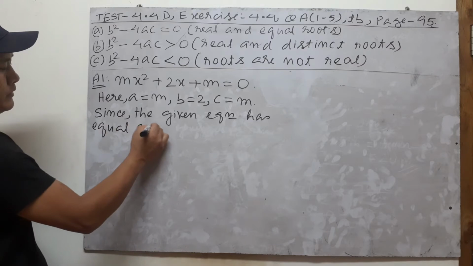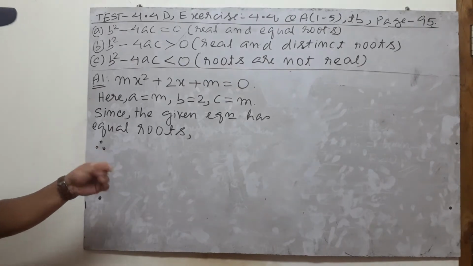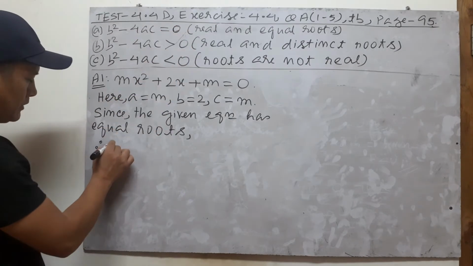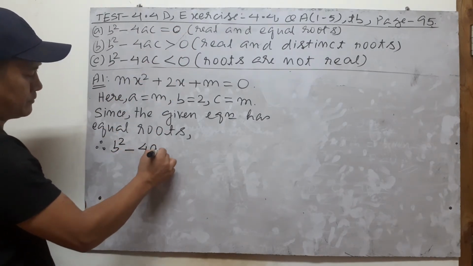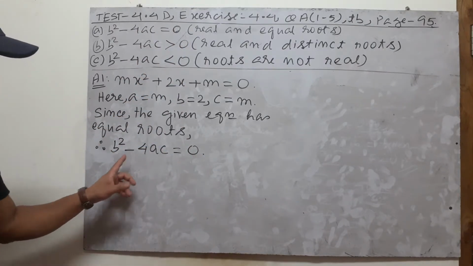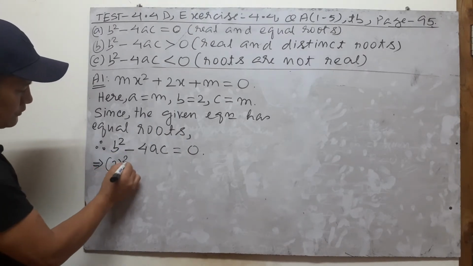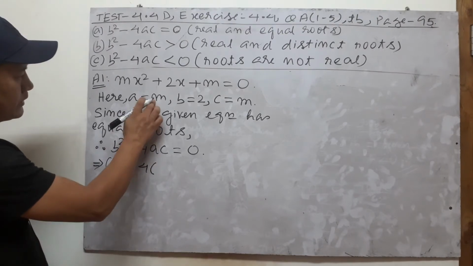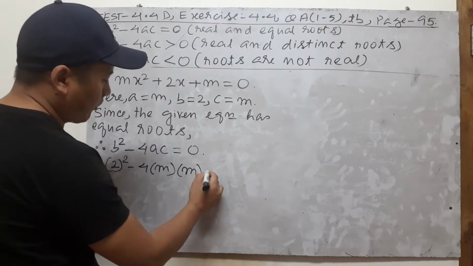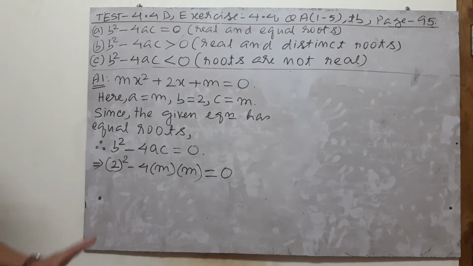equal roots. Okay, since the given equation has equal roots, the one that matches will be here, see, equal roots is this condition. So we are going to use the condition for equal roots, b squared minus 4ac equal to 0. Clear, right? So that gives you b here 2. So b squared will be 2 squared minus 4 into a, which is here m, and c here is again m, which is equal to 0, right? It's just a matter of solving it carefully.